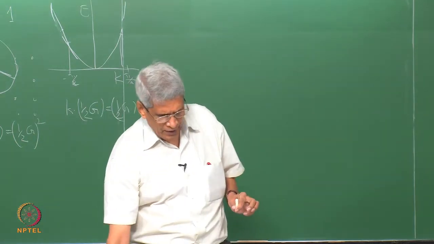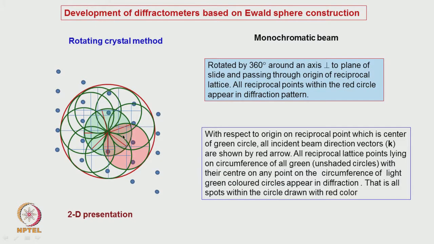What is being done here is that the red lines show the vectors with respect to the origin, which have to be taken. With respect to this vector, I have now constructed a reciprocal lattice and an Ewald sphere like this. All these Ewald spheres have been constructed.